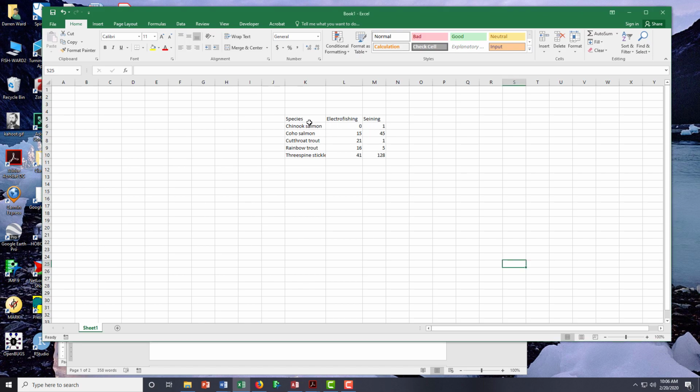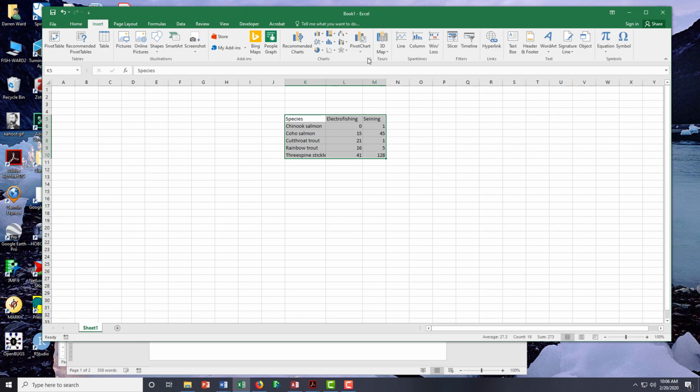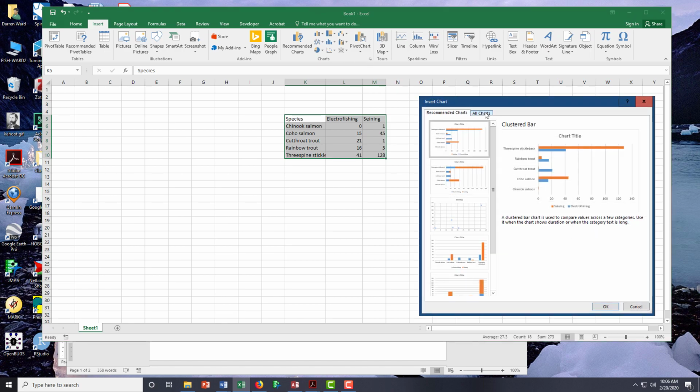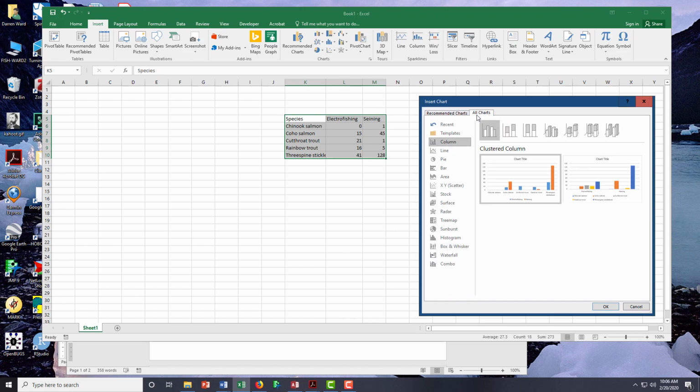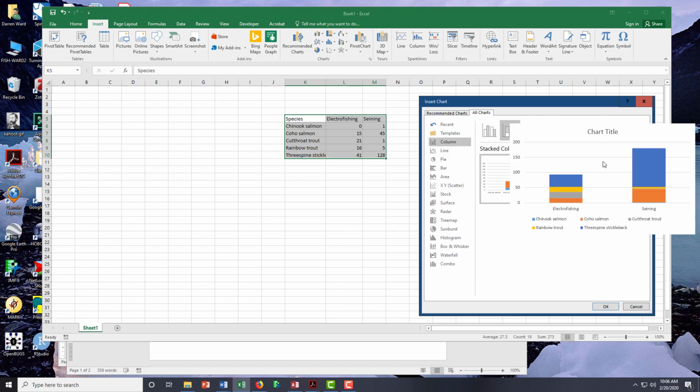So actually making the graph is pretty straightforward once you have the data organized like this. You just select your data table, go to Insert, click the Insert Chart option, and on this menu, select the All Charts tab, and there's two options for stacked bar charts. So we can take a look at both of those.